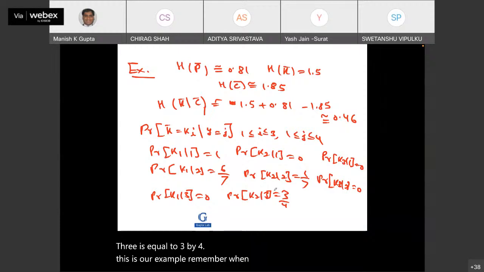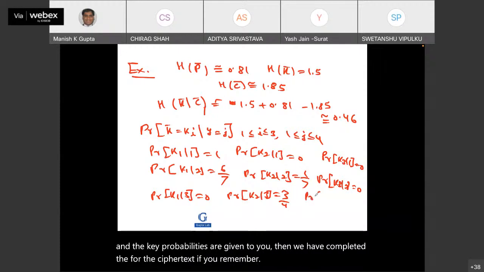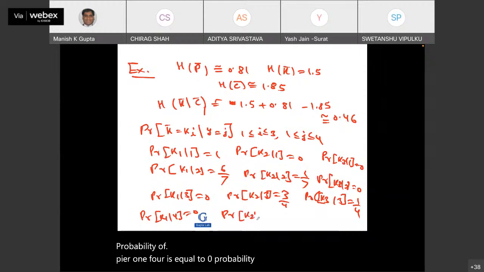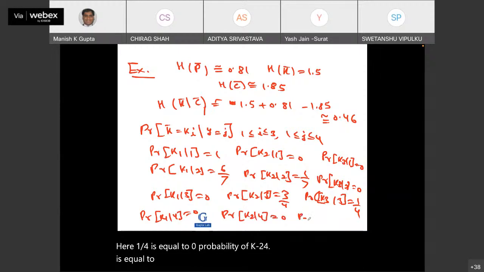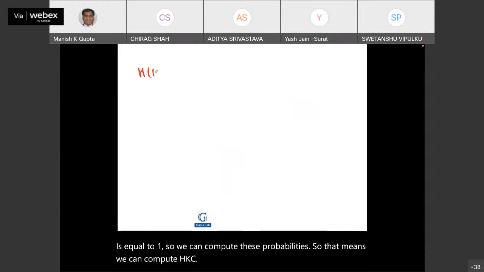Remember, when the plain text is given to you and the key probabilities are given to you, then we have computed for the cipher text, if you remember. Probability of K33 is equal to 1 by 4. Probability of K14 is equal to 0. Probability of K24 is equal to 0. Probability of K34 is equal to 1. So we can compute these probabilities. So that means we can compute H(K|C).